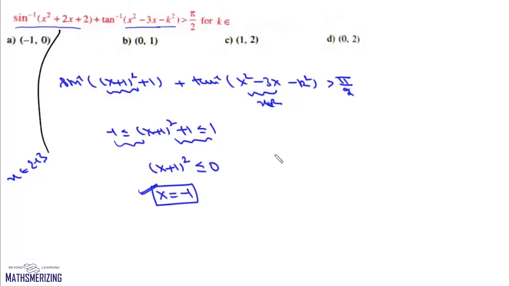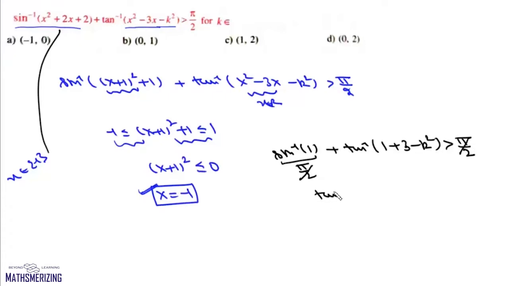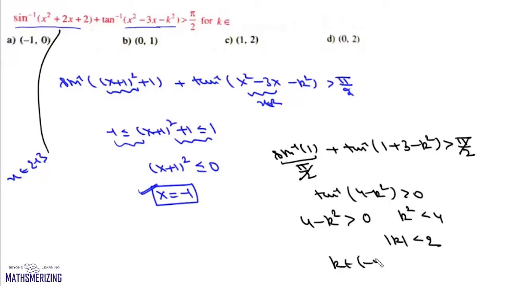Now we'll put x as minus 1. We'll get sine inverse 1 plus tan inverse of 1 plus 3 minus k square, and it is greater than pi by 2. Now sine inverse 1 is pi by 2. So this pi by 2 and pi by 2 will cancel. So we'll get the condition that tan inverse of 4 minus k square is greater than 0. Now tan inverse is an increasing function. So we will take tan on both sides. We'll get 4 minus k square should be greater than 0. That is, k square is less than 4, or mod k is less than 2, which means the value of k should lie between minus 2 and plus 2, which satisfies all the four options. So the answer is A, B, C, and D.